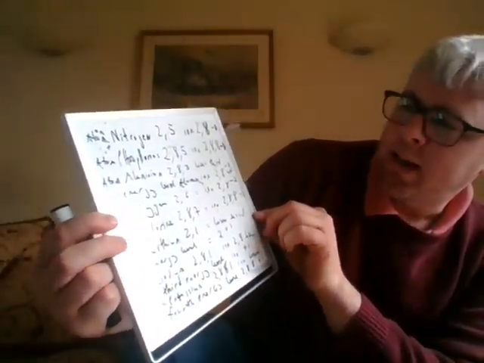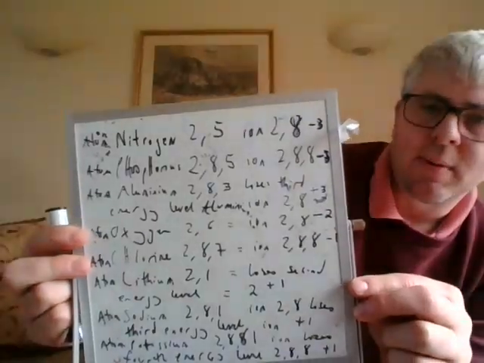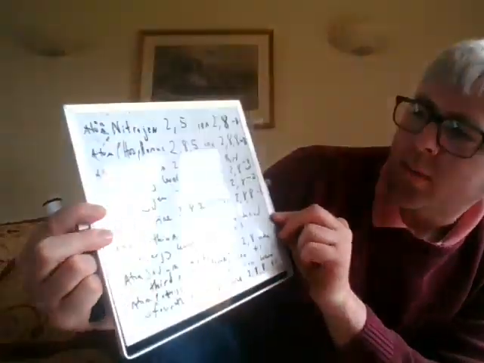Now I've got the aluminium atom here, which is 2,8,3. These are the electrons I'm talking about. I'm not talking about protons or neutrons, I'm just talking about electrons here, and that's 2,8,3.